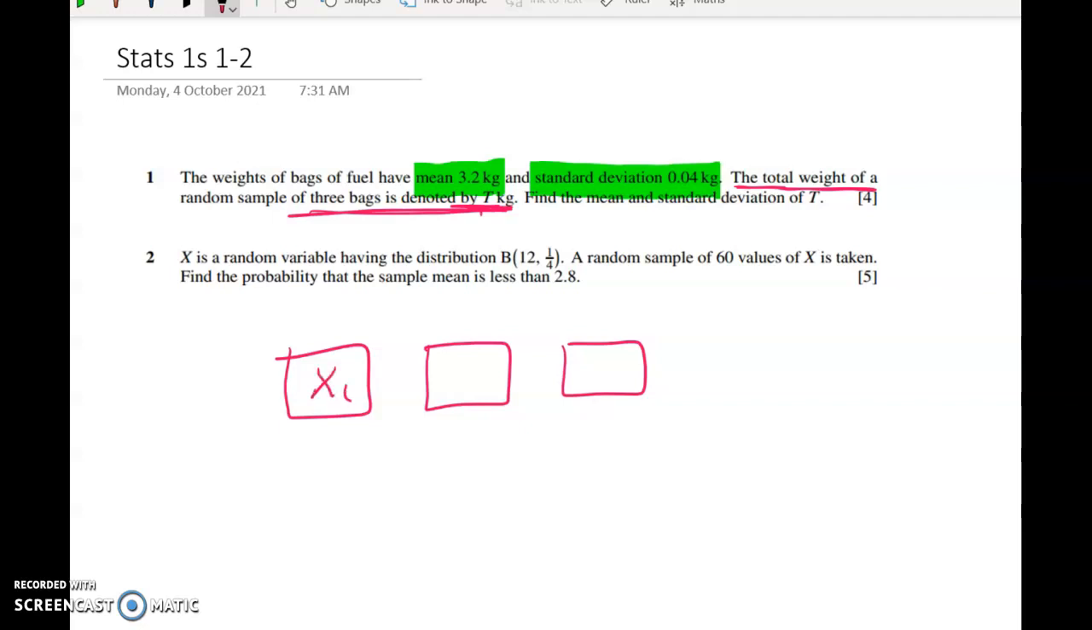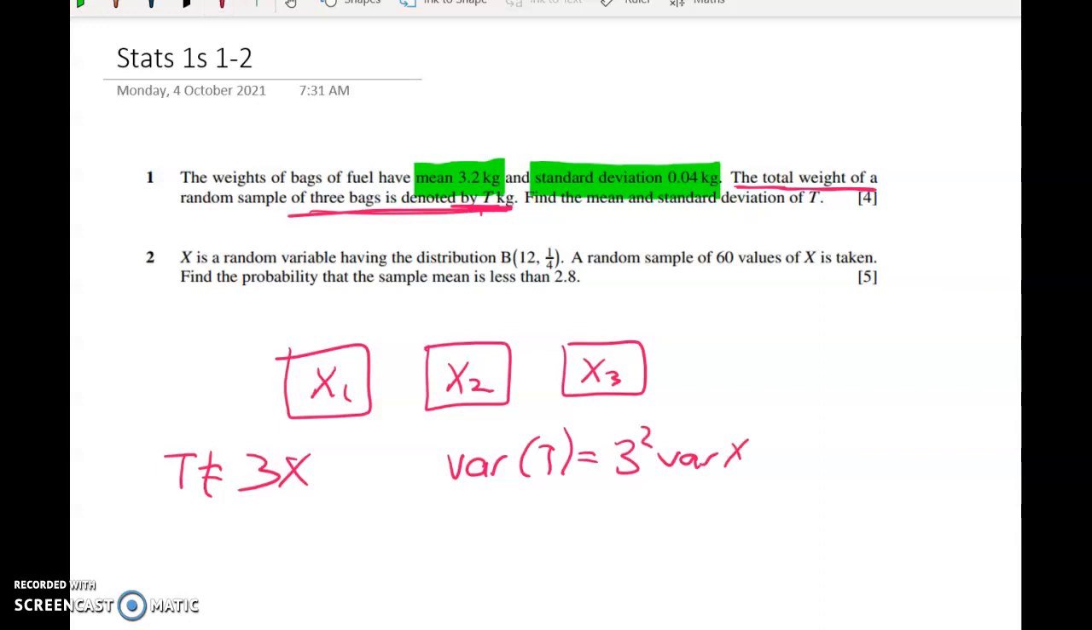So we've got bag 1, X1, bag 2, and bag 3. We don't have a linear combination. We have the sum of 3 things with variation, right? So T is not equal to 3x. And if you say that it is, you're very likely to then make this mistake, which is to say that the variance of T is 3 squared var x. It's not, right? It's just the sum of the variances of the 3 bags.